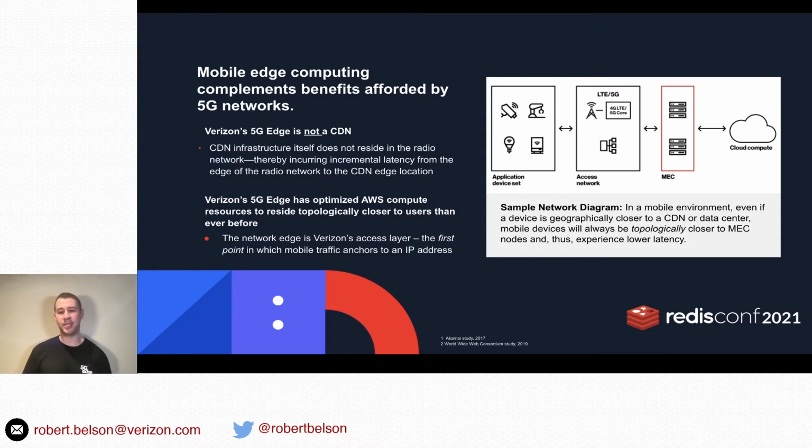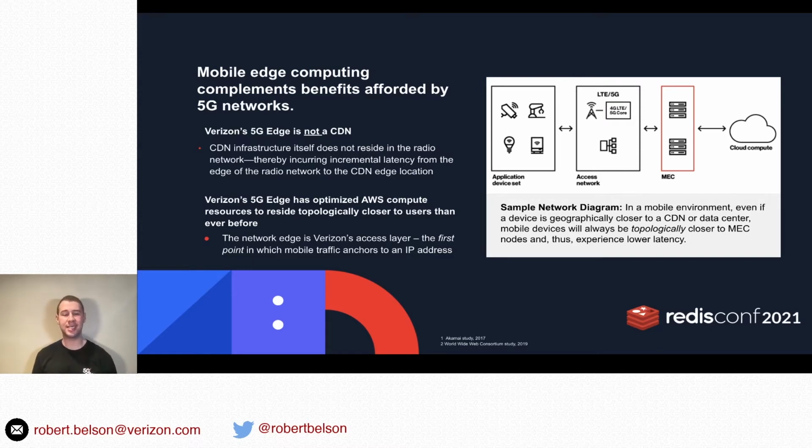And more importantly, this is one of the most important points: as you think about a mobile environment, even if some sort of data center or CDN is geographically closer to an end user, topologically speaking, as you think about a mobile network, it's all about these different radios converging to that single access point that anchors to an IP address.